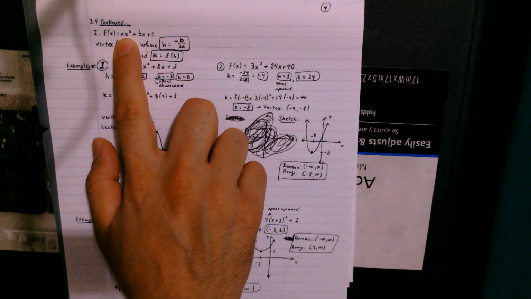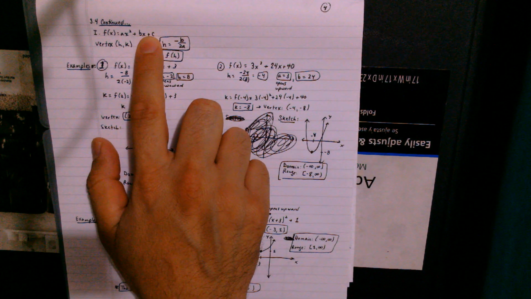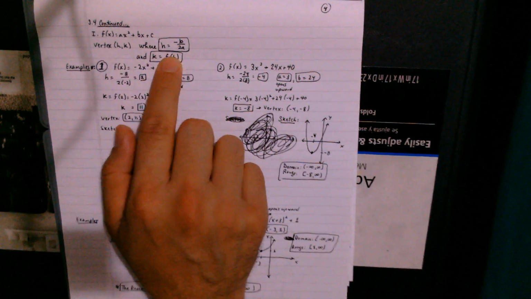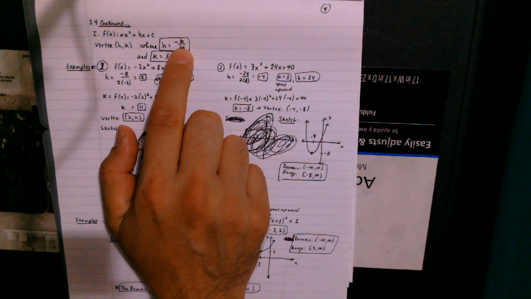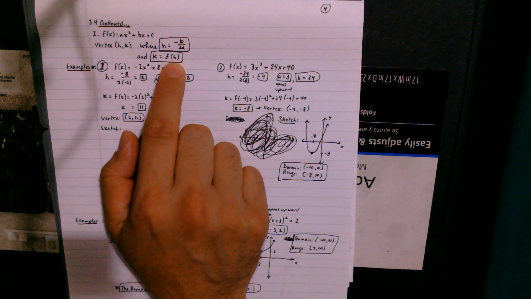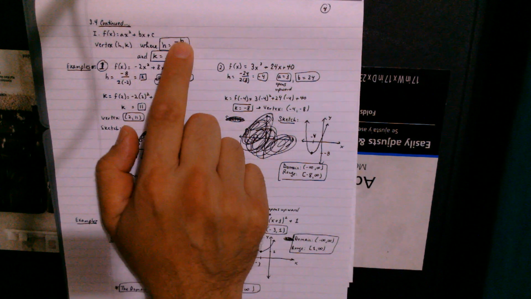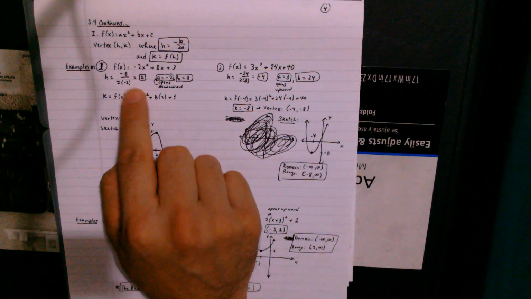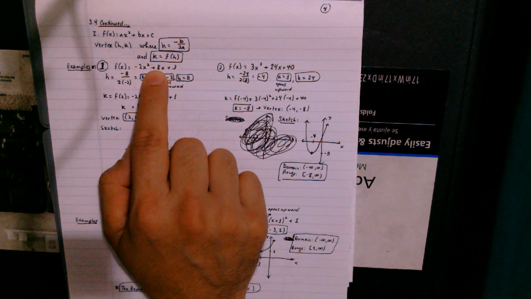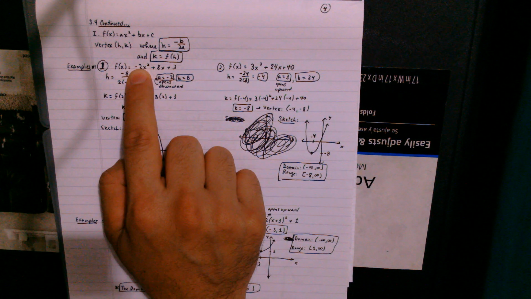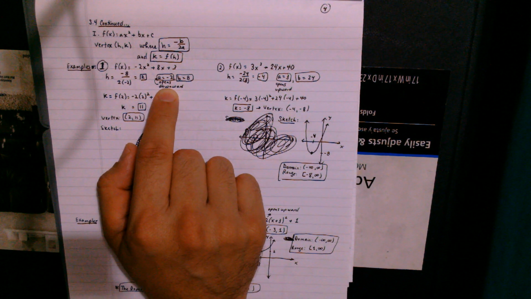So when it's the first equation, the vertex is h and k, but the h value is negative b over 2a. It's a little formula you can keep. And the k value is f of h, the value plugged into the function. So for f of x equals negative 2x squared plus 8x plus 3, b is 8 and a is negative 2. So a is negative, which means it opens downward.